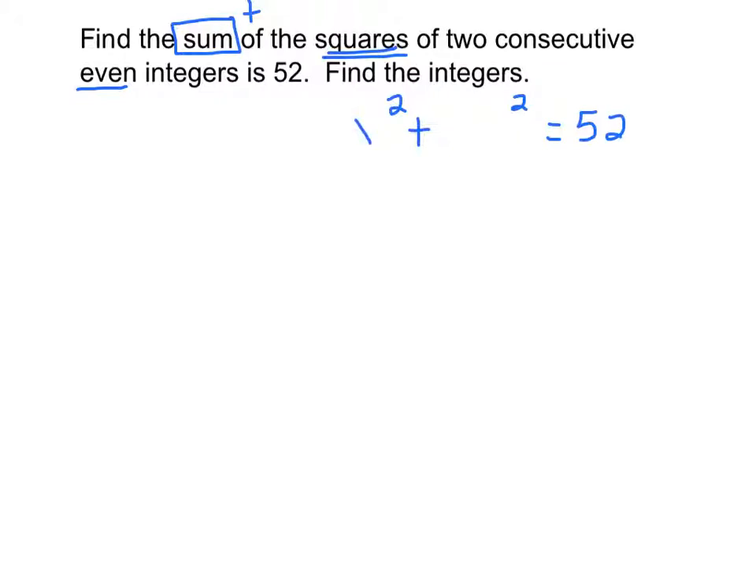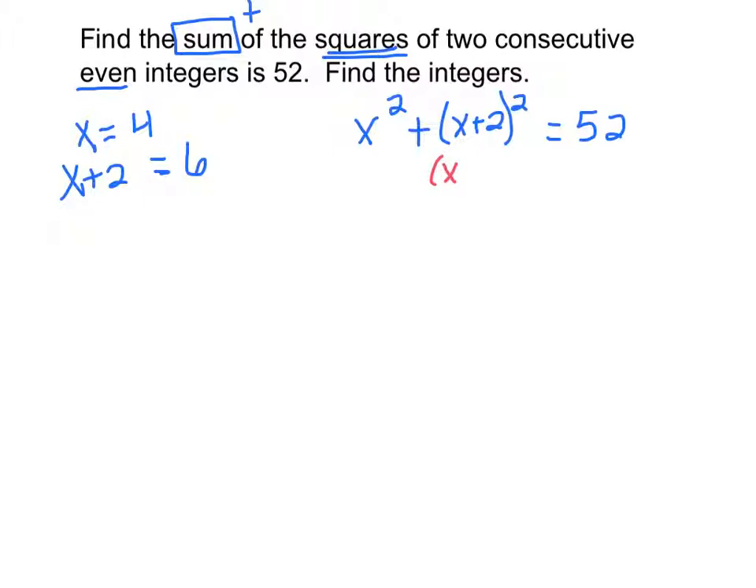So if the first integer is x, let's let x equal 4. 4 is even. How would I get to the next integer that's even? 6. I would start with x and add 2. So this would be x plus 2. That's how we're going to get consecutive even integers.